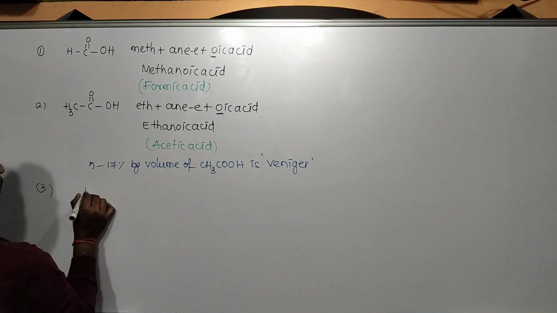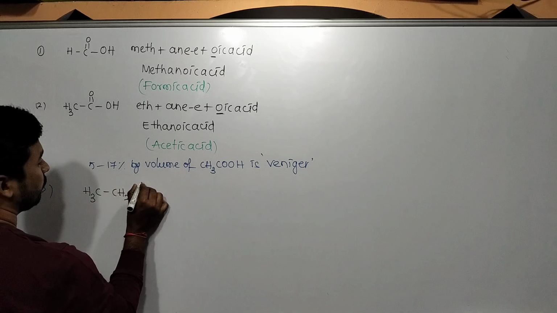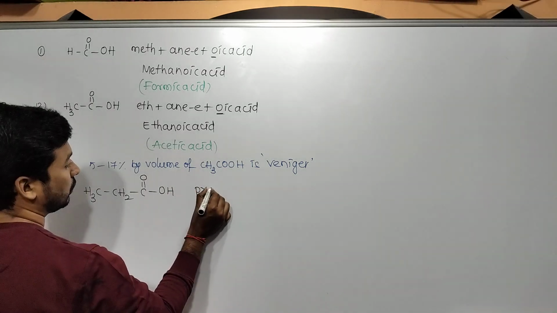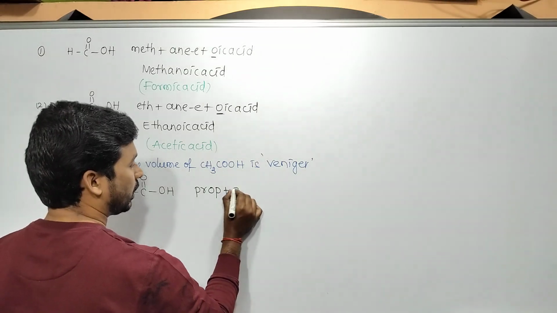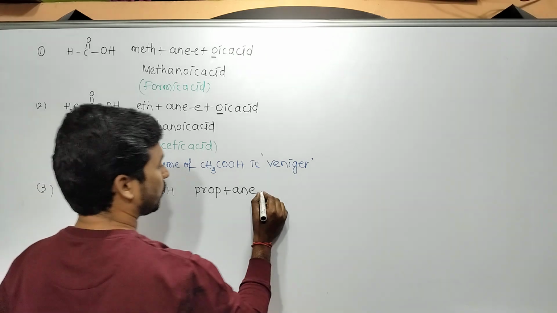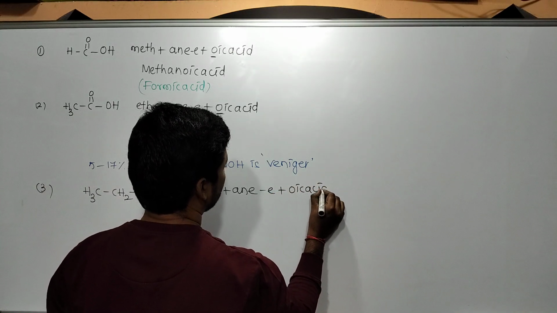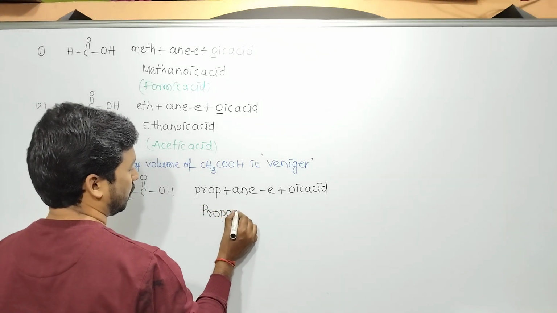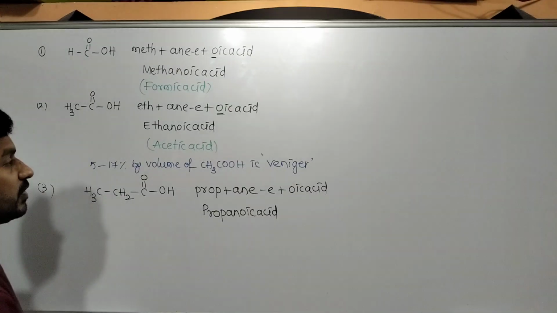If the molecule is like this, CH3, CH2, COOH, count the number of carbon atoms: 3. So the root word is prop, plus between those 3 carbon atoms, a single bond, so ane. Next, the COOH group is present, so oic acid: minus E plus oic acid, propanoic acid. Prop plus ane plus oic acid. Propanoic acid is the IUPAC name of this molecule.